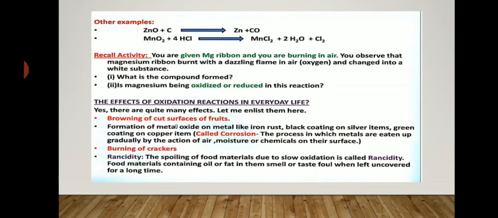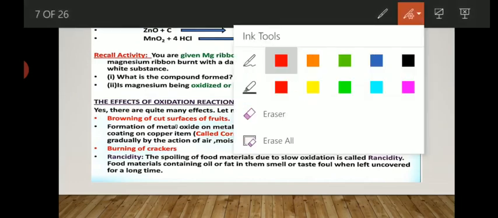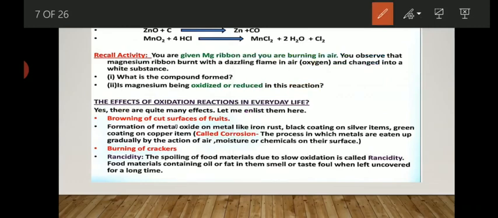Here other examples are there, like zinc oxide reacts with carbon and forms zinc and carbon monoxide. Similarly, magnesium oxide reacts with hydrochloric acid and forms magnesium chloride along with water molecule and chlorine gas. So in both the reactions, oxidation and reduction process take place simultaneously. So these are examples of redox reaction itself.